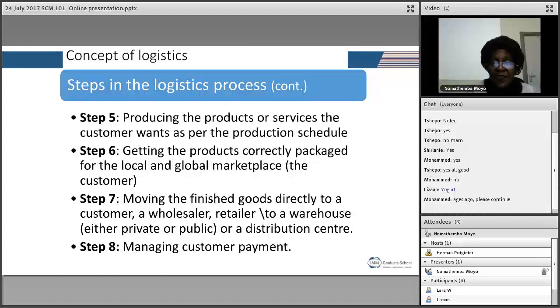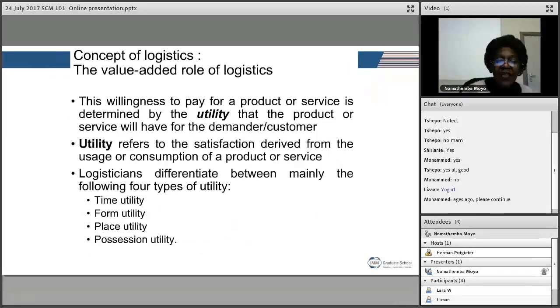Step 5, you start producing the products or services the customer wants. Step 6, getting the products correctly packaged for the local and global marketplace. Remember, it might be your own place here or you might be exporting. Step 7, you now move the finished goods directly to the customer or a wholesaler, retailer, to a warehouse, either a private warehouse or a public warehouse or a distribution center. Then step 8, you now manage the customer payment.